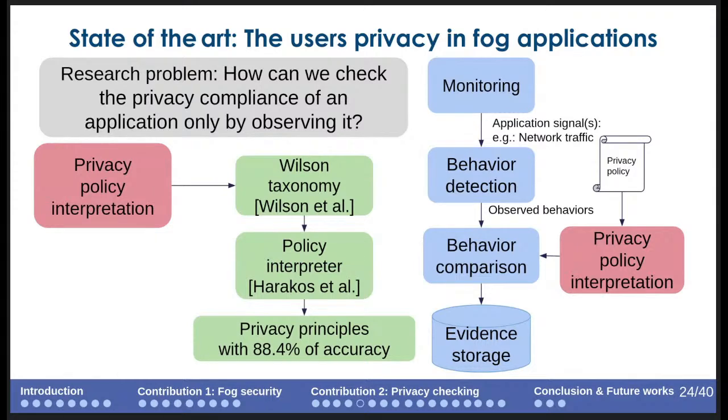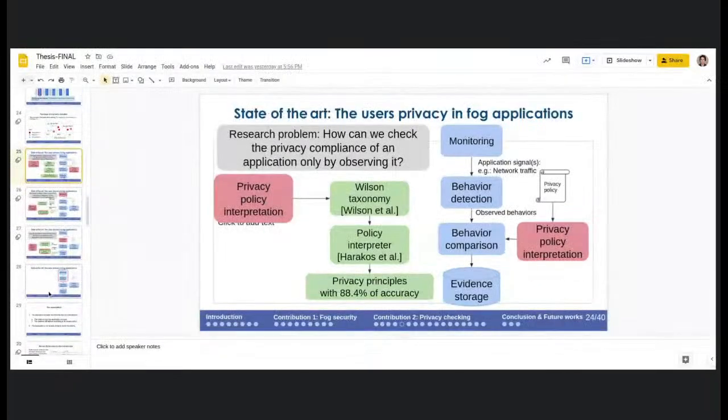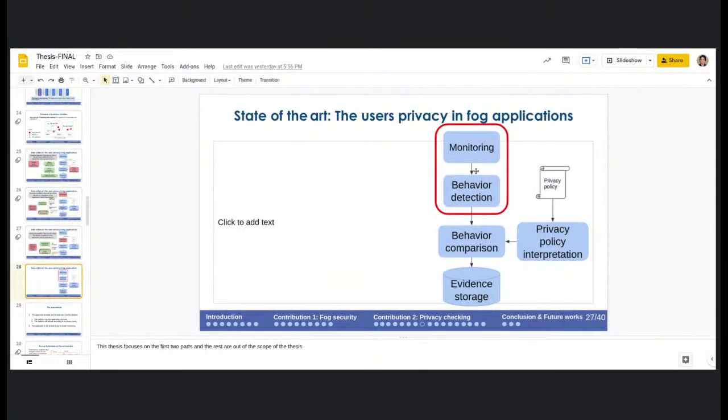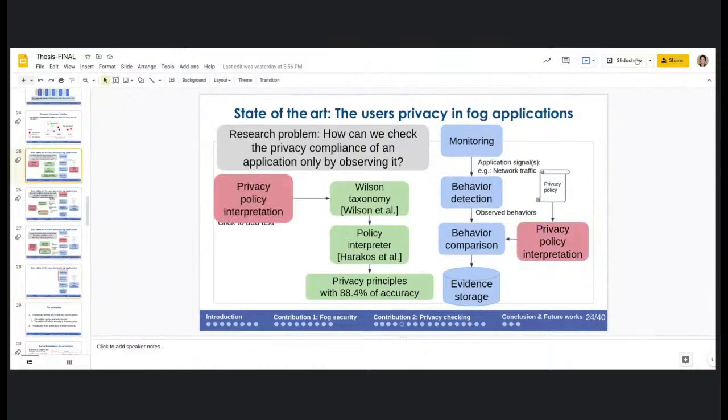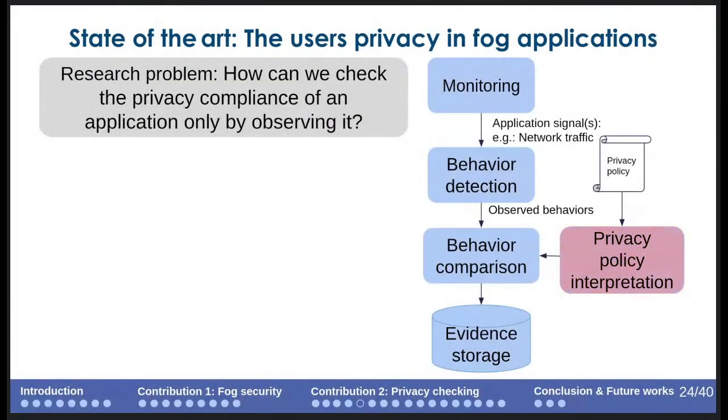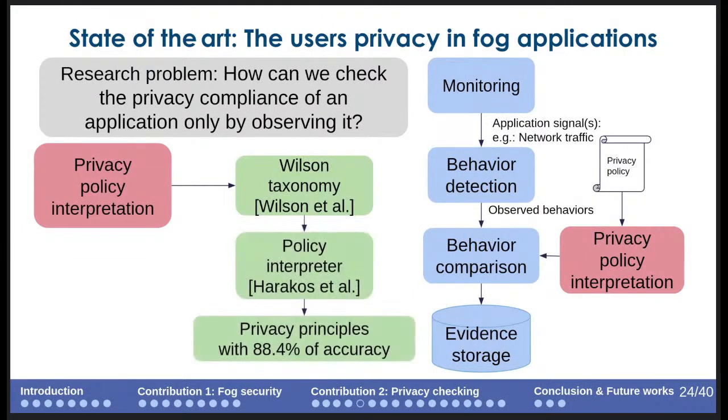Yes, on the privacy policy interpretation, our scope of work is on the monitoring and behavior detection part. But in the state of the art, there is a tool called Polisis, and they are using natural language processing techniques in order to analyze the privacy policy text, and they provide these privacy claims that are, in fact, the privacy principles provided by Wilson et al. So it is an automatic tool. Polisis by Harkous et al., right?